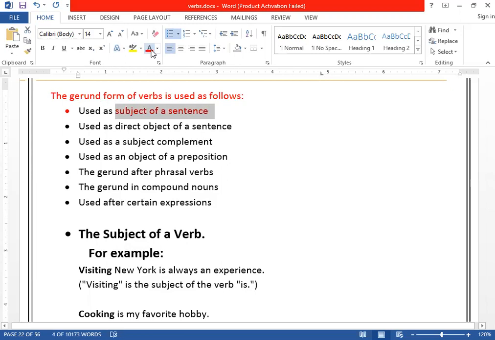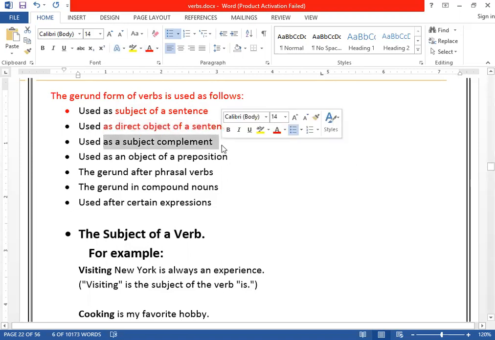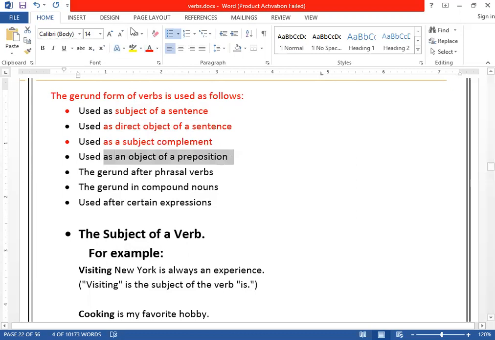It will be used as a subject. Second number, direct object of a sentence. Then as a subject complement, as an object of a preposition, after a phrasal verb, in compound nouns, and after certain expressions we can use them. These are the 6-7 places where you people can use gerund. These are the different places.